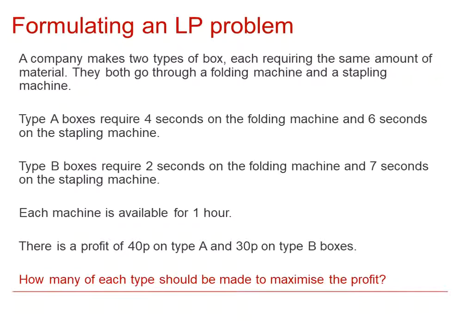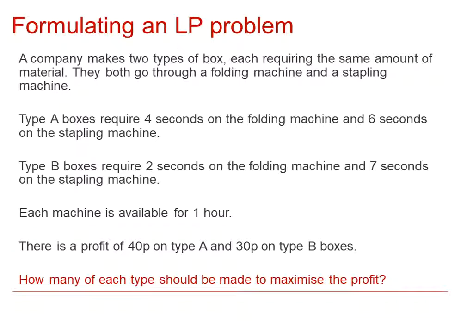So here is our first linear program that we are going to look at. A company makes two types of box, each requiring the same amount of material. They both go through a folding machine and a stapling machine. Type A boxes require 4 seconds of folding and 6 seconds of stapling. Type B boxes require 2 seconds of folding and 7 seconds on the stapling machine. Each of the two machines is only available for 1 hour.